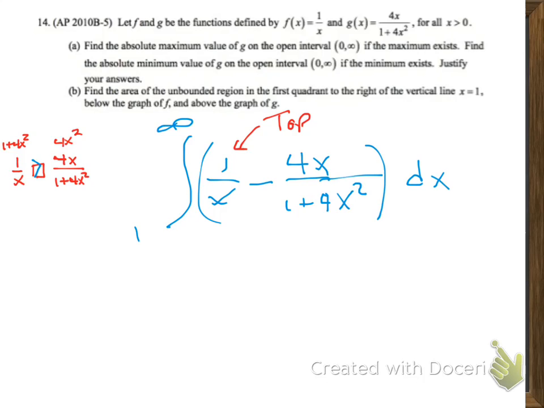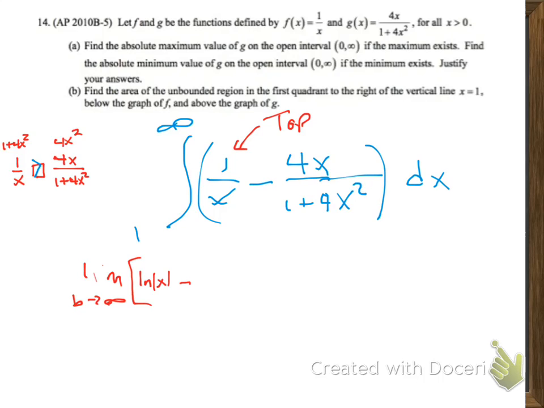So look at those two functions. You could do the crisscross. Tell me which one's bigger. 1 over x is bigger than 4x over 1 plus 4x squared. You can always compare two functions. So the top function is 1 over x. It's barely bigger. Did you know that? Just a wee bit bigger. Off you go. So now you can do it.